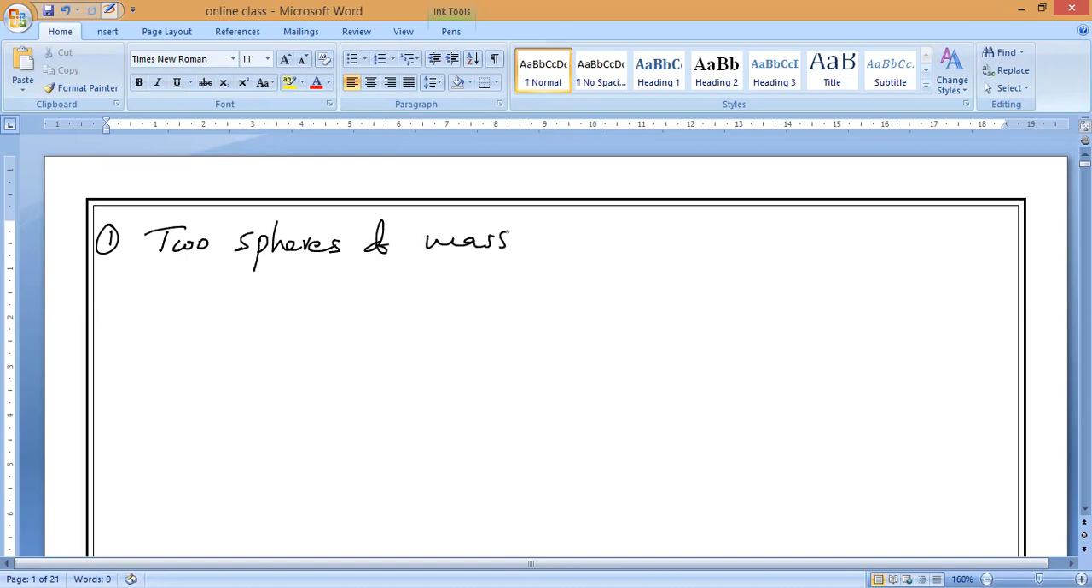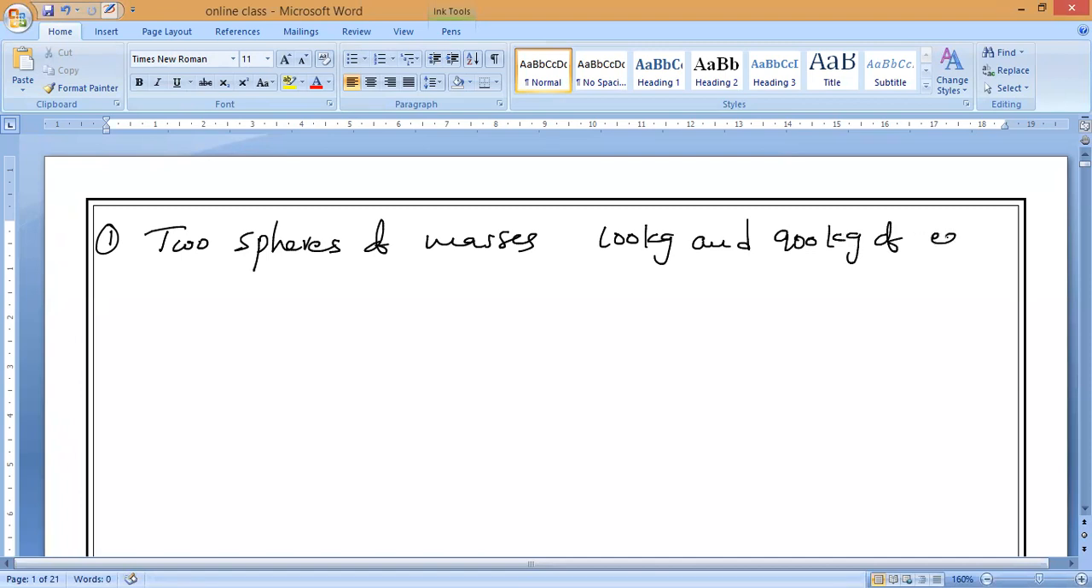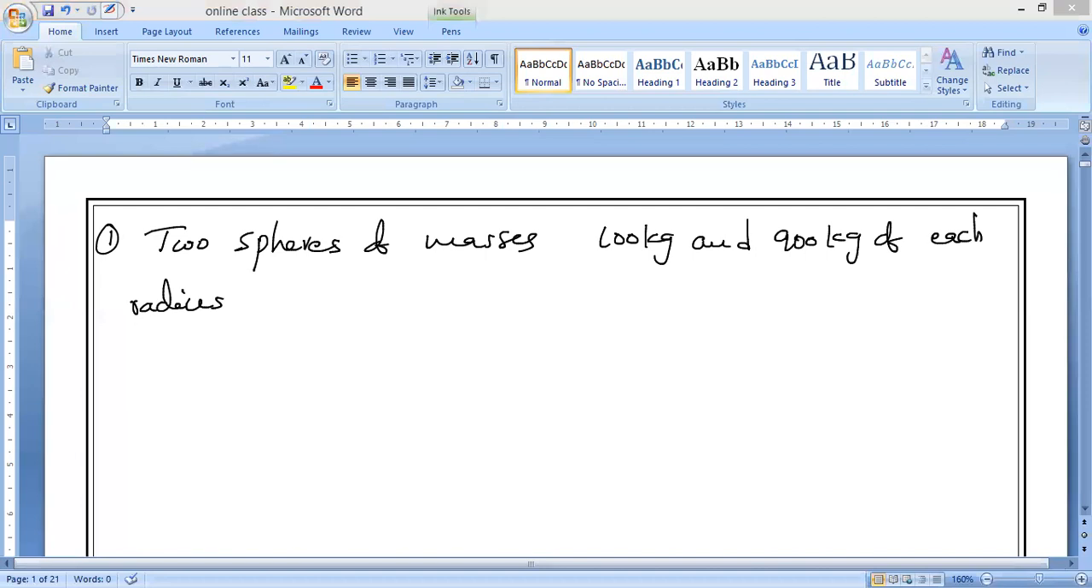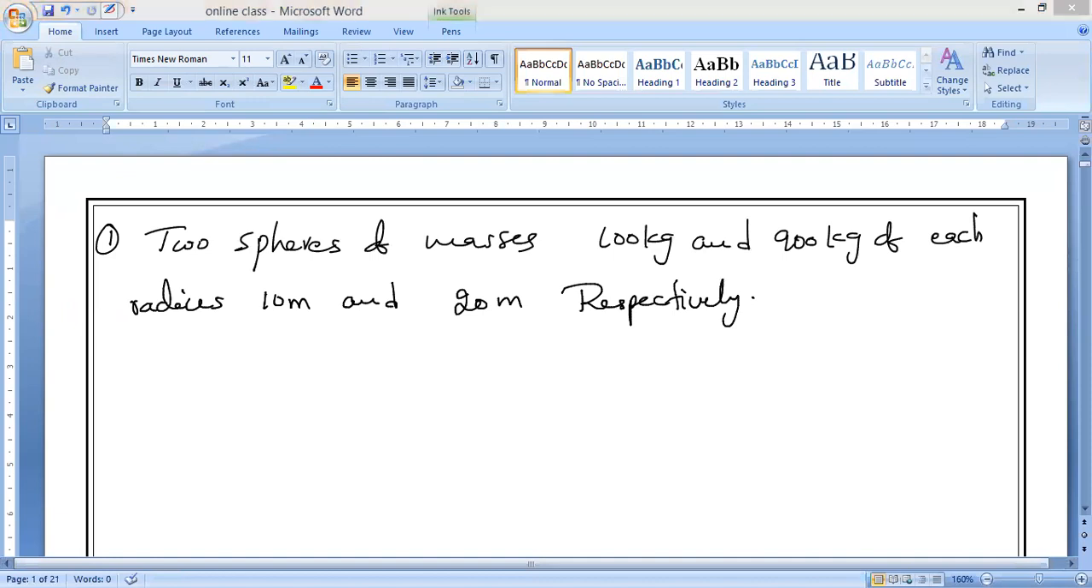Two spheres of masses 100 kilogram and 900 kilogram, with radii 10 meters and 20 meters respectively. Find the gravitational force acting between them.